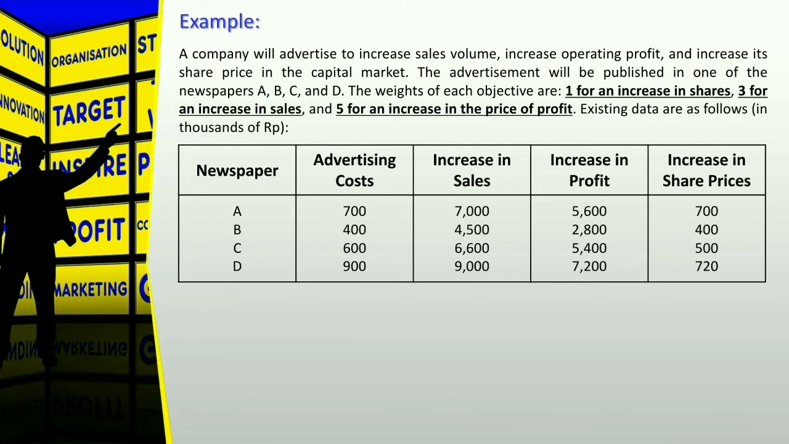Next, we have newspaper C. In newspaper C, there is an advertising cost of 600, increase in sales 6,600, increase in profit 5,400, and increase in share price 500. And for the last, newspaper D, there is an advertising cost of 900, increase in sales 9,000, increase in profit 7,200, and increase in share price 720.